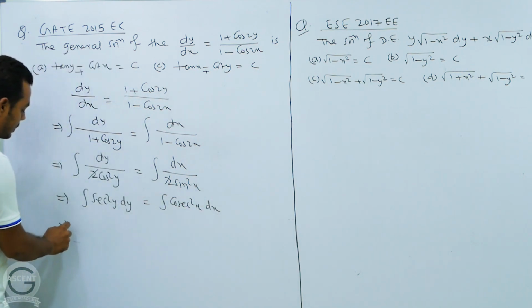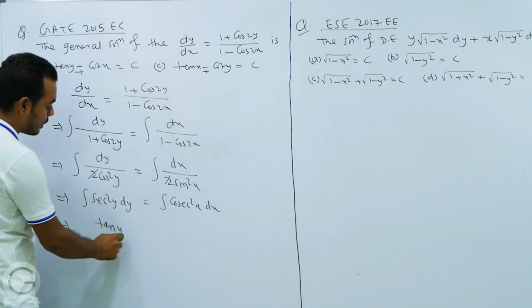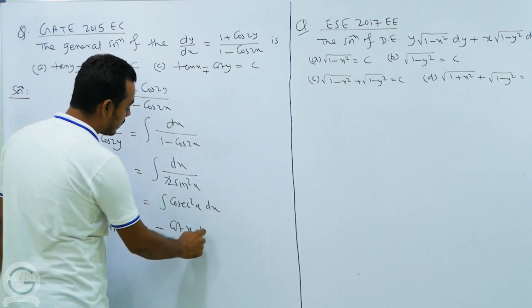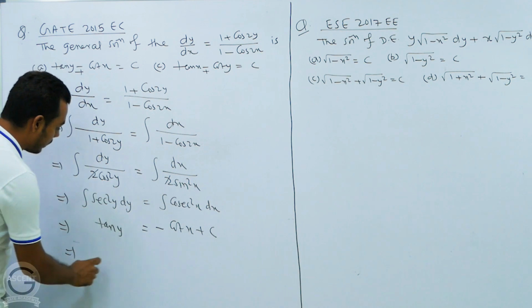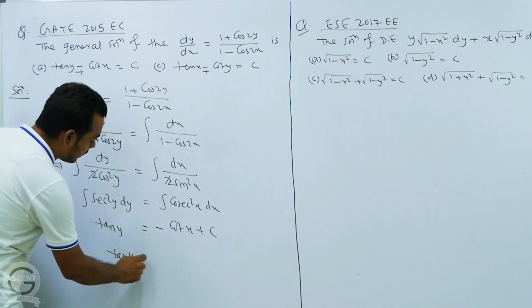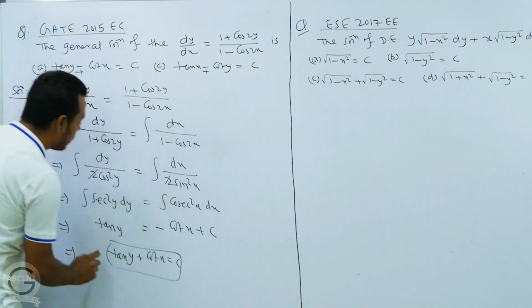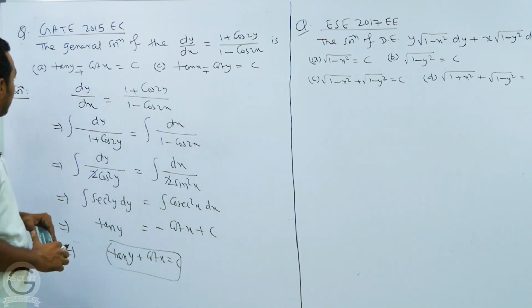Now integration of sec square y, this we all know is nothing but tan y, and on the right hand side this will be minus cot x plus c. If we rearrange this relation, then we will get tan y plus cot x equals c. So this will be our option B.